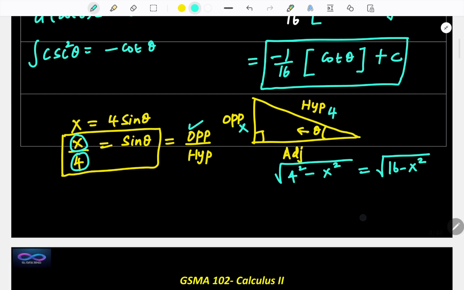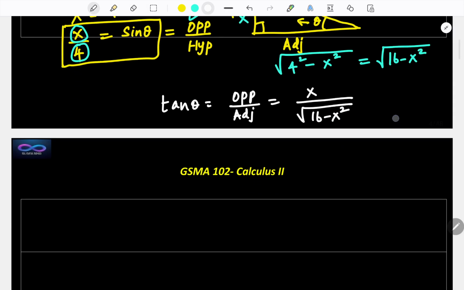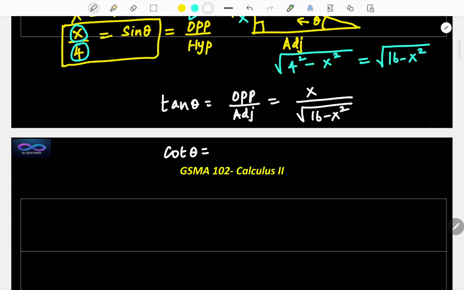Why, teacher, are you finding this one? Because I want cot theta. But cot theta you cannot find directly. First, you find tan theta. So from this triangle, what is tan theta? Tan theta is the opposite side divided by what? Adjacent side. So what is the opposite side? x. And what is your adjacent side? Square root of 16 minus x square. But in our question, we need what? Cot theta. So cot theta is equal to, just flip it, the square root of 16 minus x square divided by x. Clear? So this is your cot theta.